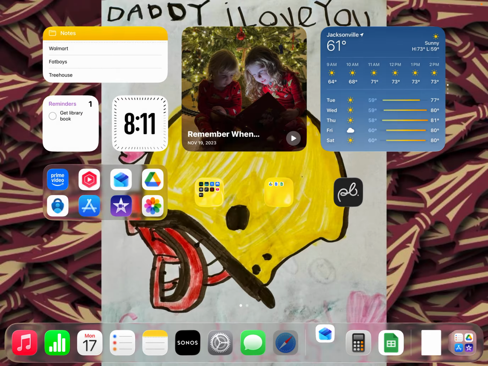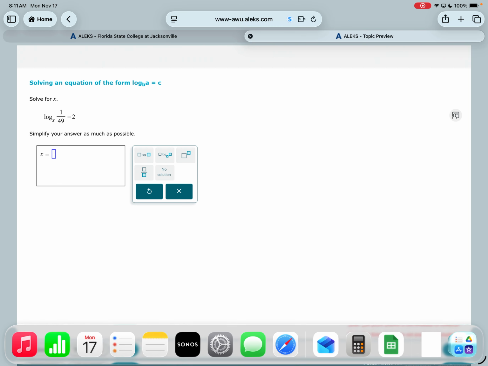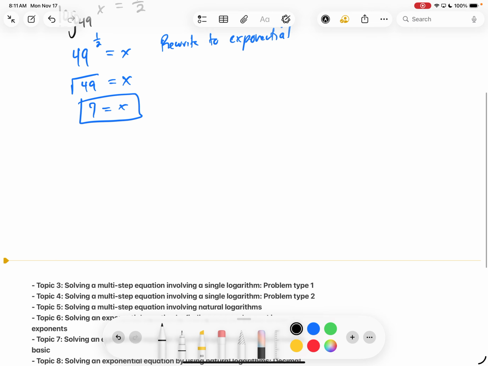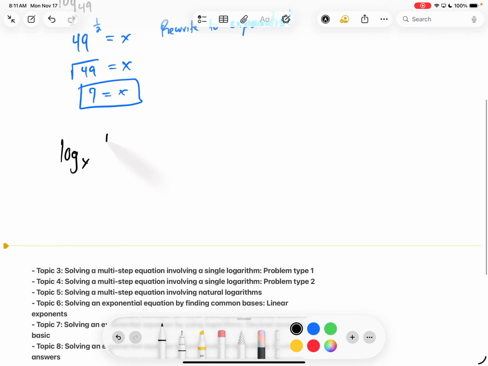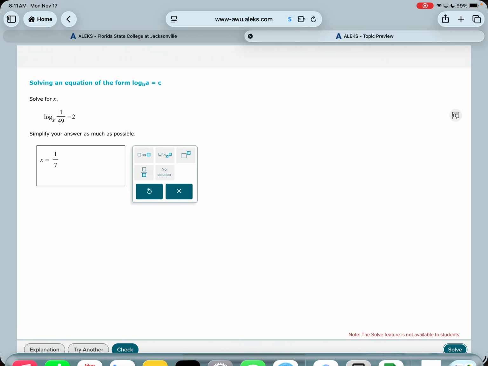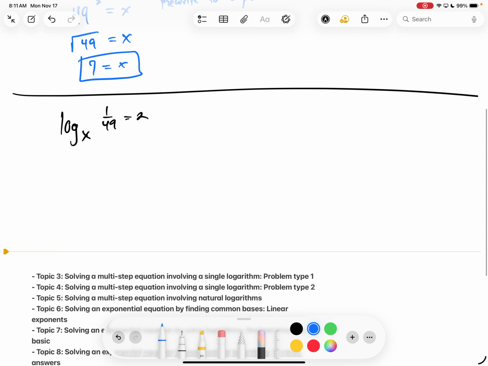Let me see. They switched the x there. This one is x with 1 over 49. That one seems a little different. On this one, it's hard to look at it and figure out exactly what you're doing. If you rewrite it with base x, it's x to the second power is 1 over 49. My exponent is positive, so it's not going to drop down.